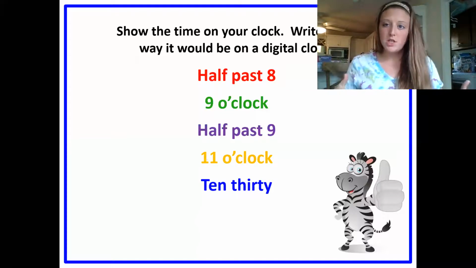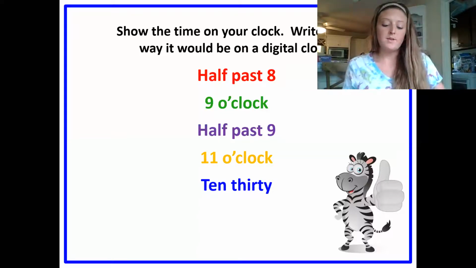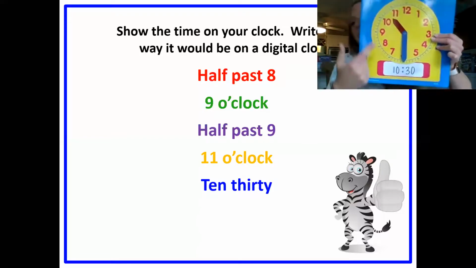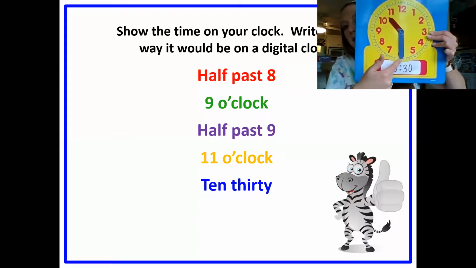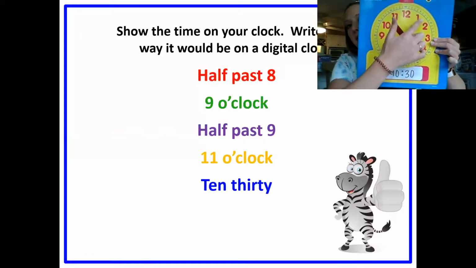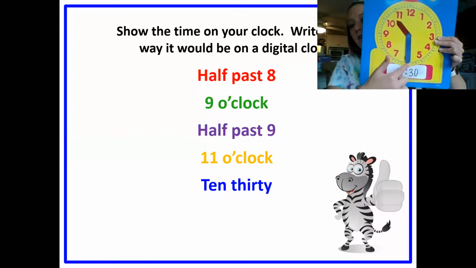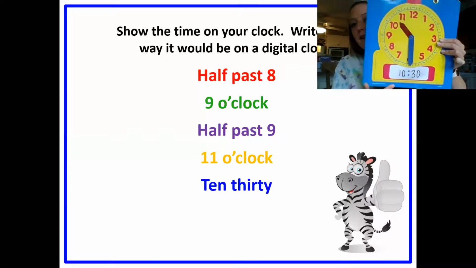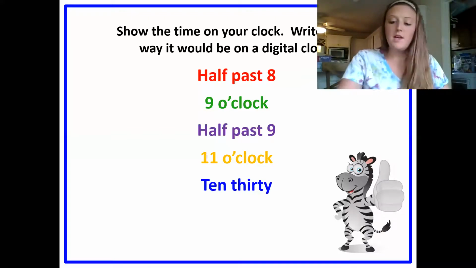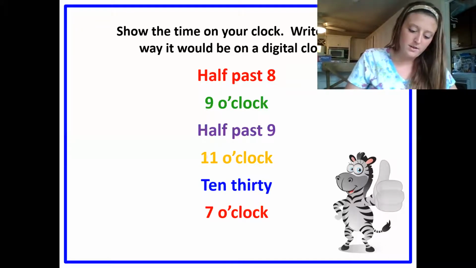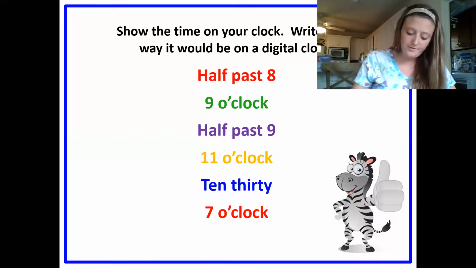10:30. All right, I know it's 30, so I know my hour is gonna be halfway between the 10 and the 11. And that my minutes are at the 30, because my fives, right? 5, 10, 15, 20, 25, 30. So it is 10:30. Very good. 10:30 is what it would look like. Let's do one more, I believe. Try 7 o'clock. I got this one. Let's see if you guys can get it too.